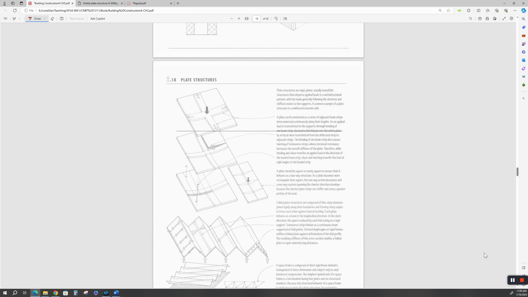Plate structures. See how we're doing on time. Plate structures. All right, plate structures are a two-way slab.